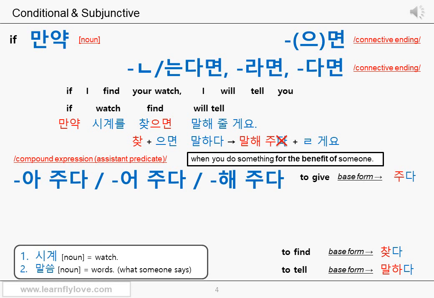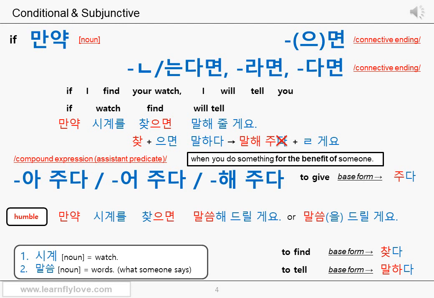Then let's make a higher respect sentence. Well, it's actually humble form. It's something new again, right? We'll tell you what it means very soon. Let's see the current sentence right away. 만약 시계를 찾으면 말씀해 드릴게요. Or 말씀을 드릴게요. Or 말씀드릴게요.